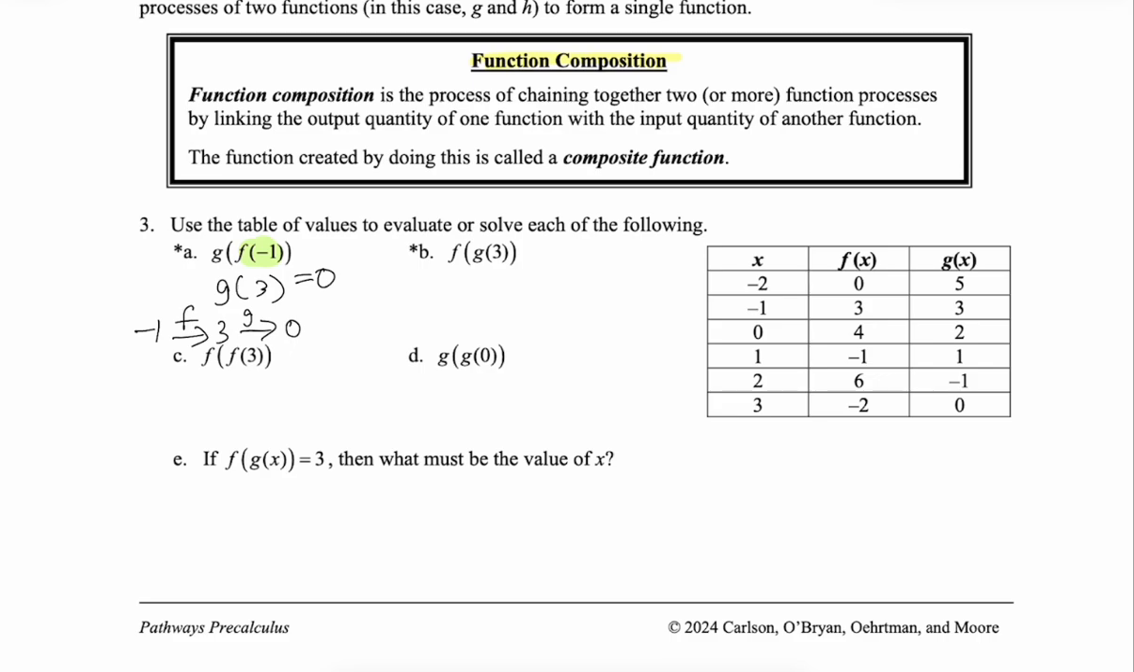Okay, let's do another one. We're going to start with the inside. We're going to put 3 in our g function. So if x is 3, our g function is 0. Now we're going to take that and use our f function. If we go into the 0 and we use our f function, we get a value of 4. So this became f of 0, which is 4.